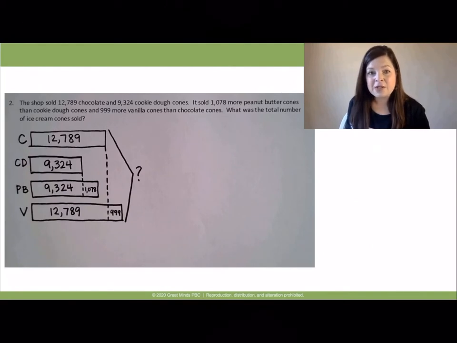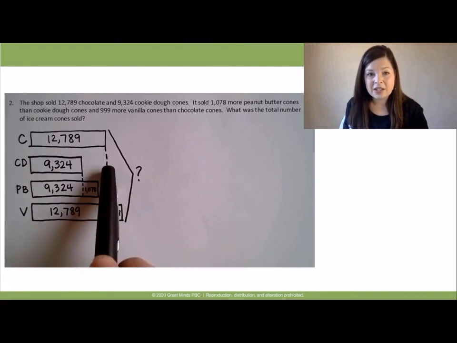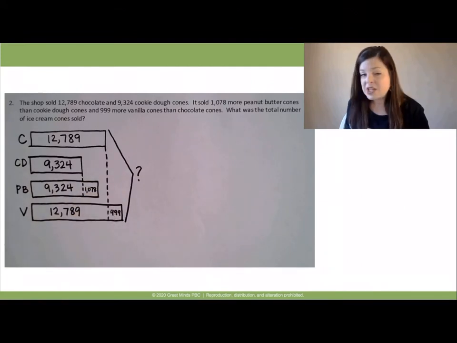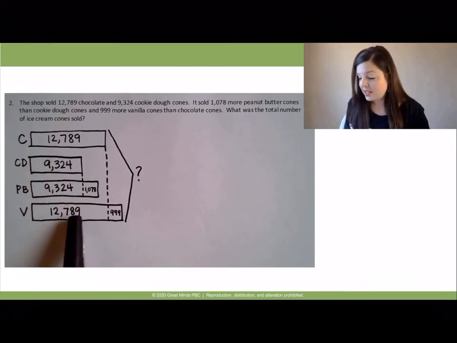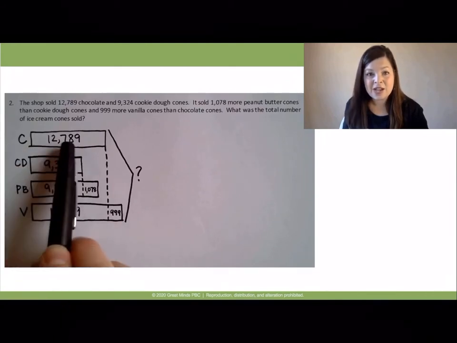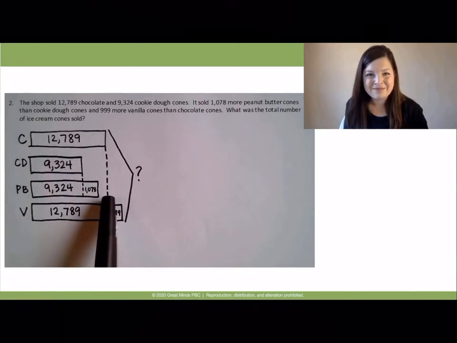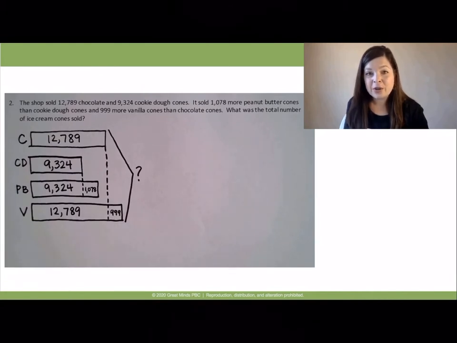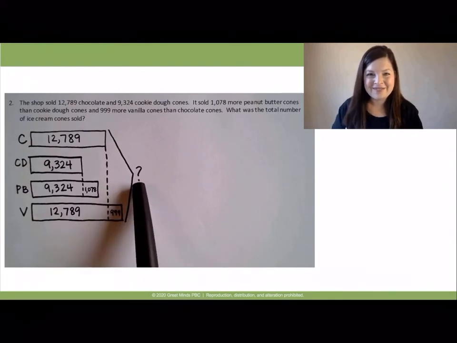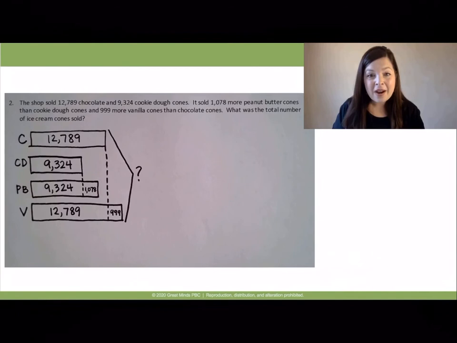And for the vanilla cones, they're being compared to the chocolate cones that were sold. And so this part of the vanilla cones is the same as the chocolate cones that were sold, and then there's this extra part. We can also tell that we're looking for the number of cones that were sold in all because of this bracket that's holding all 4 of those tapes and the question mark out to the side. So pause the video now and solve the problem using numbers and write an answer statement to answer the question. Then come back and we'll compare our work.